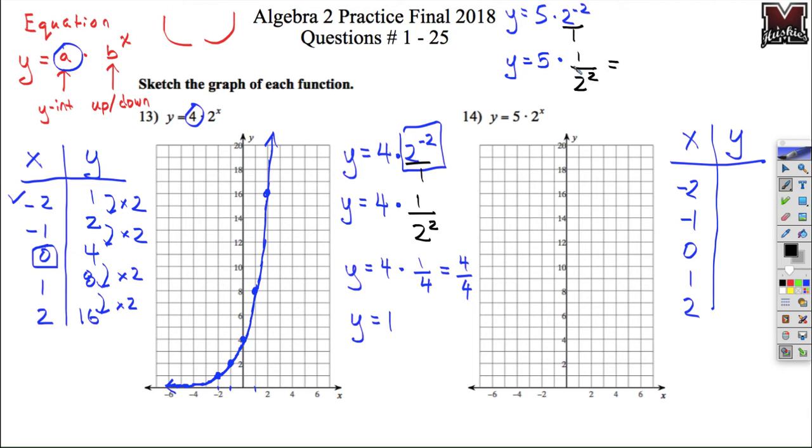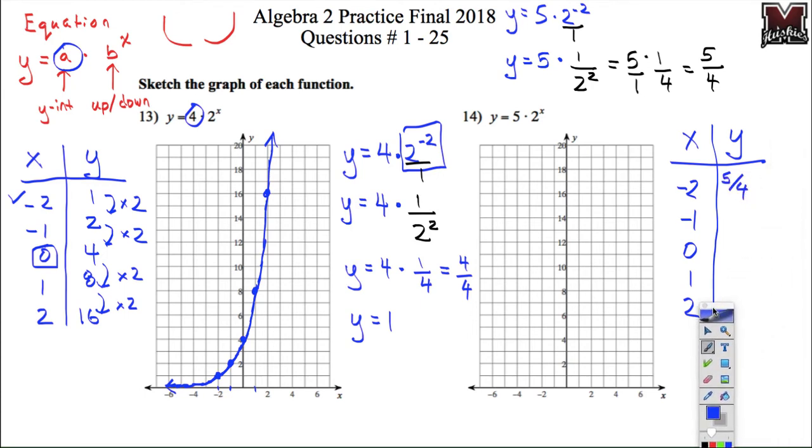And this is the same thing as 5 times 1 over 2 squared, which is 1 over 4. And remember, when you multiply fractions, this is 5 over 1 times 1 over 4. You multiply straight through, and you're left with 5 on the top. 5 times 1 is 5. 1 times 4 is 4, 5 fourths. So we'll write that here. This is going to be 5 fourths.